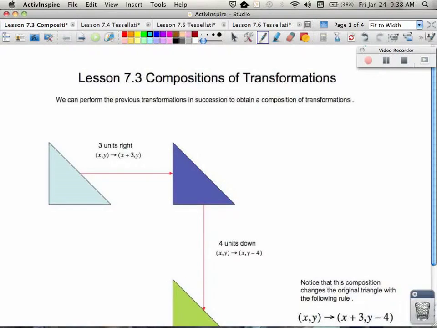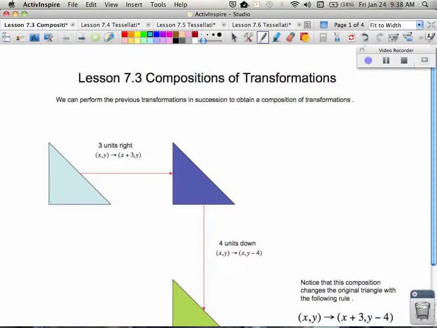In lesson 7.3, we're going to talk about compositions of transformations. And we can perform the previous transformations, which were quite a few in section 7.2, in a row to get something called a composition of transformation.